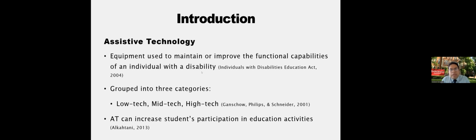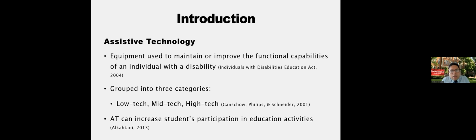So this wide range of assistive technology tools provides individuals with disabilities equal access to educational opportunities that non-disabled students have. In fact, Kani argues that assistive technology is the difference between experiencing success or failure in educational settings for students with disabilities, and even that it could increase students' participation in educational activities. So there is empirical research supporting these arguments.